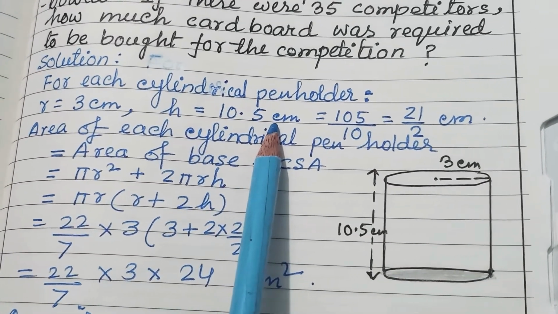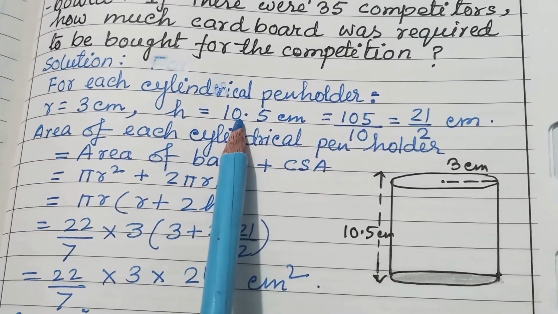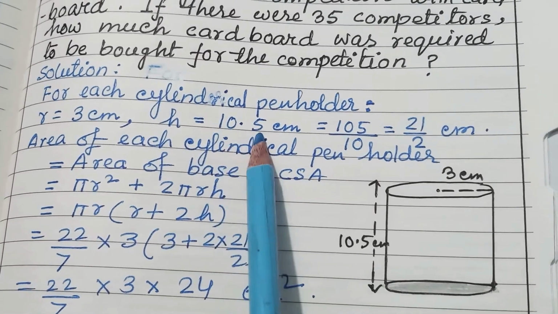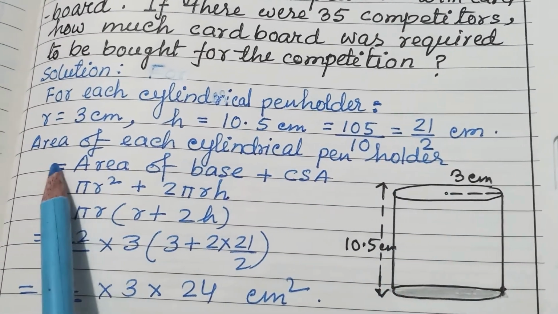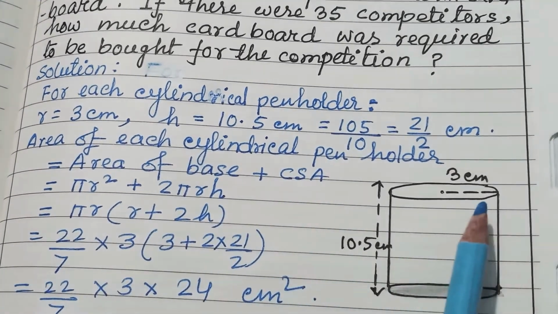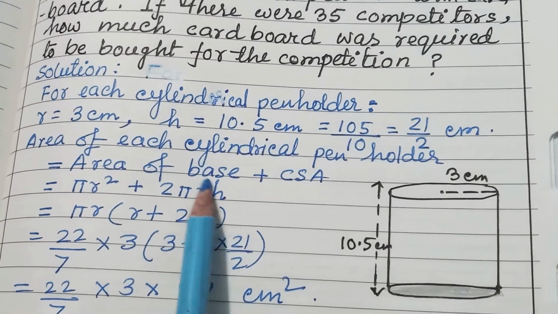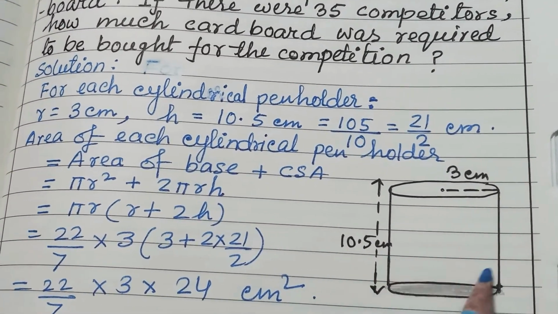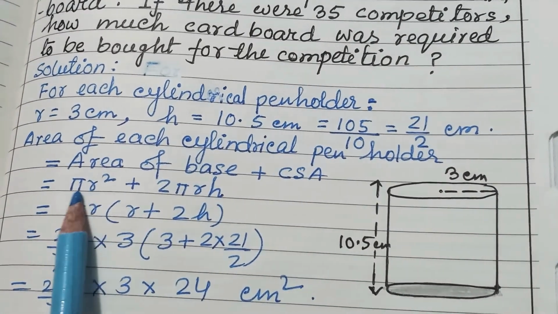Okay. So it is 10.5. If you want to remove the decimal, or directly you can do it. I have removed the decimal, by 10 you have to divide it. Now it is 21 upon 2 centimeter. And the area of the cylindrical pen holder, it has a base. Okay. So it is the area of base plus CSA. So the base is pi r square, it is the circular part.